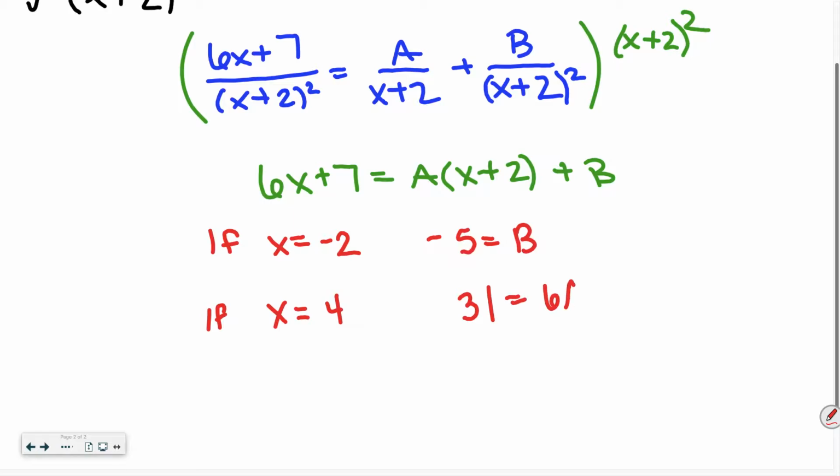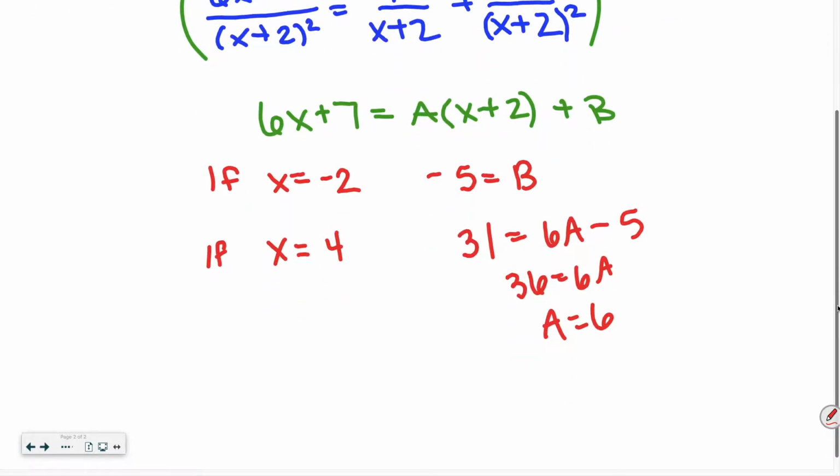That made sense in my head. Did you get A equals 6? Yes. Oh, and you plugged in a different number than me? Yeah, so 7 equals 2A minus 5, then 2A equals 12, and then A equals 6.